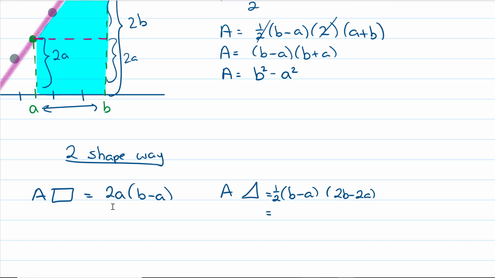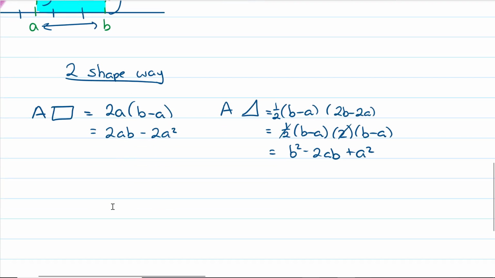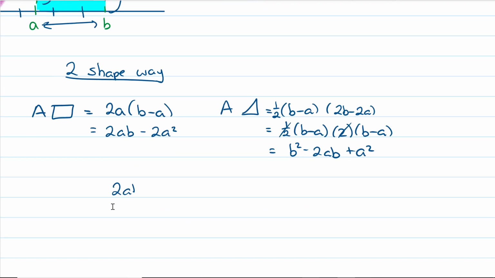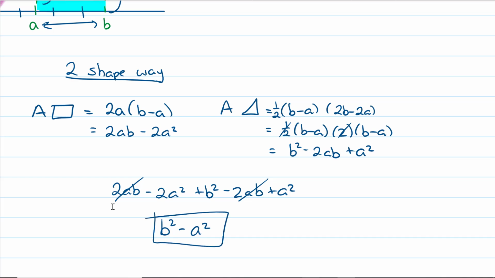So this is going to be, I'm going to factor out the 2 again, so 1/2 b minus a times 2 times b minus a. 2's reduce, then you get b squared minus 2ab plus a squared. And here you're going to get 2ab minus 2a squared. Now we have to add them together. So you get 2ab minus 2a squared plus b squared minus 2ab plus a squared. These are going to cancel off, and I'm left with b squared minus a squared. So you get the same answer both ways.